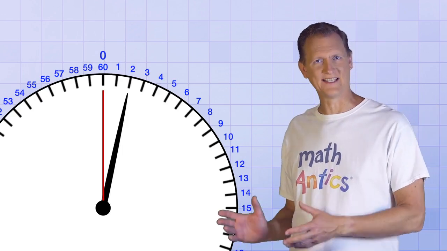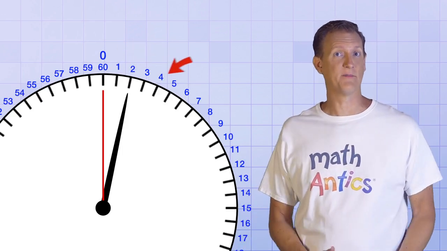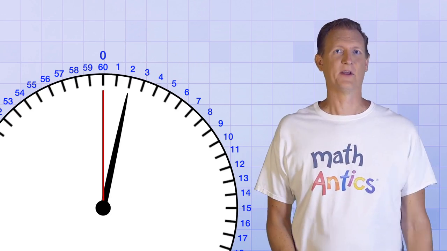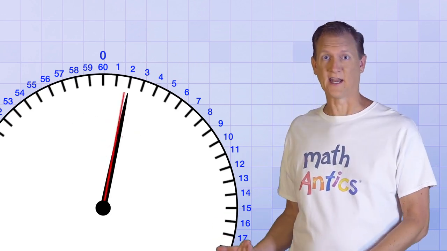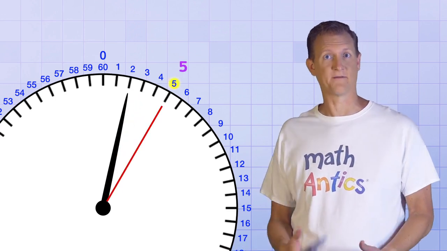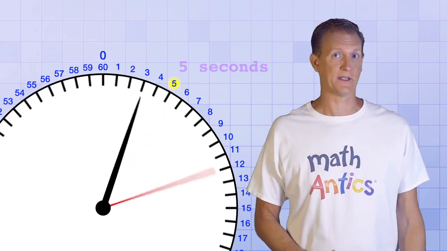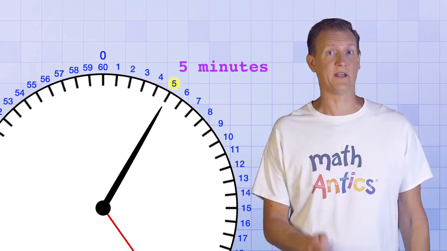Notice that we use the exact same set of 60 marks to measure both seconds and minutes, but the different hands tell you how to interpret those marks. If the second hand is pointing at the 5th mark, it means 5 seconds. But if the minute hand is pointing at the 5th mark, it means 5 minutes.